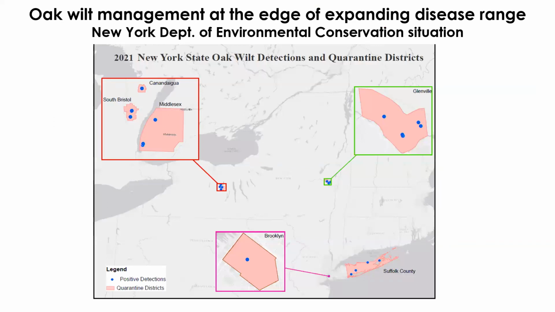The other example is oak wilt management at the edge of an expanding disease range, a program run by the New York Department of Environmental Conservation. Oak wilt has been detected in 2 general locations in upstate New York and in the Long Island region, just off of New York City, as you see here. Oak wilt, as I said, was only first picked up in the state in 2008.